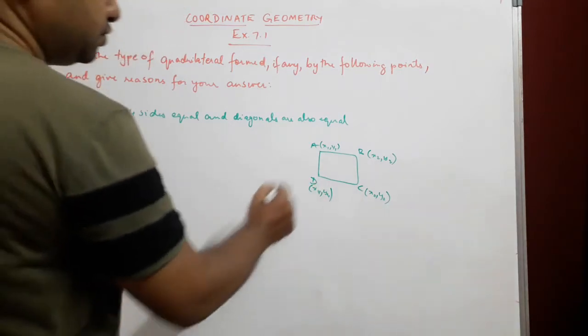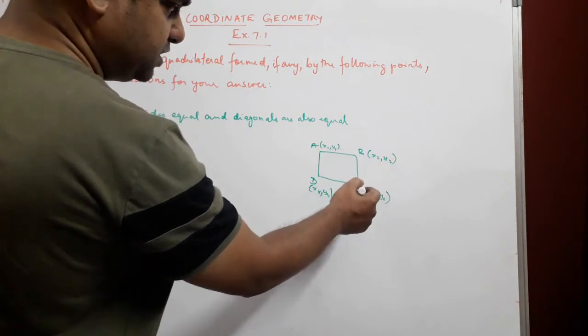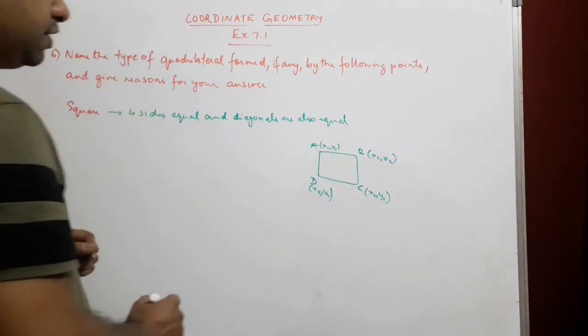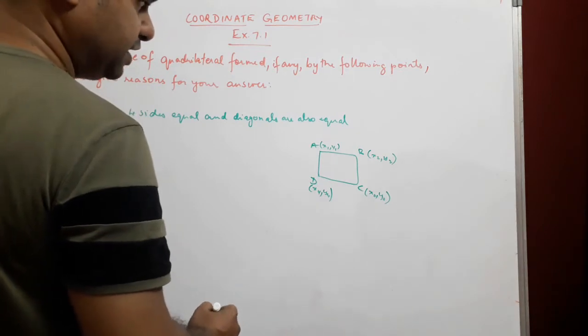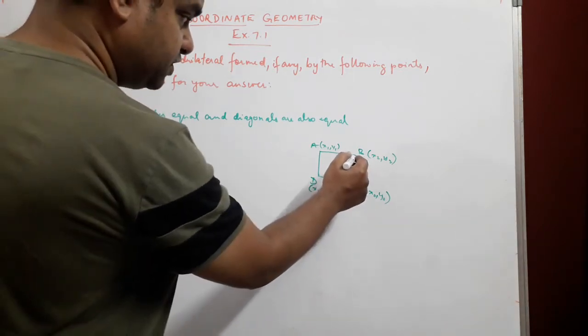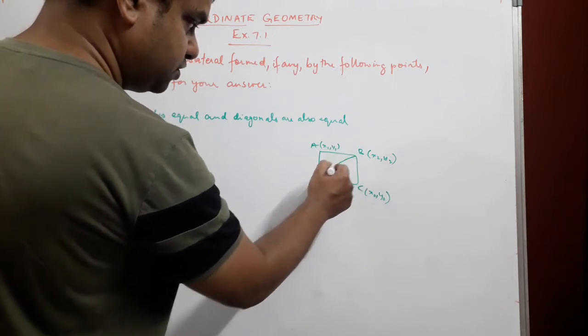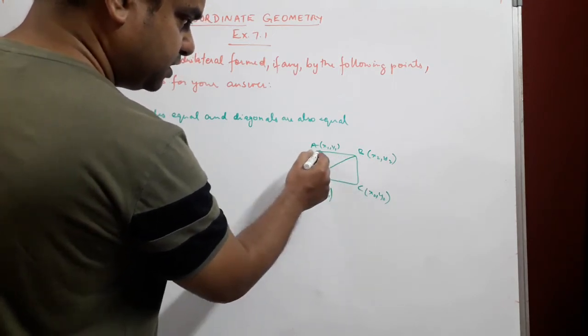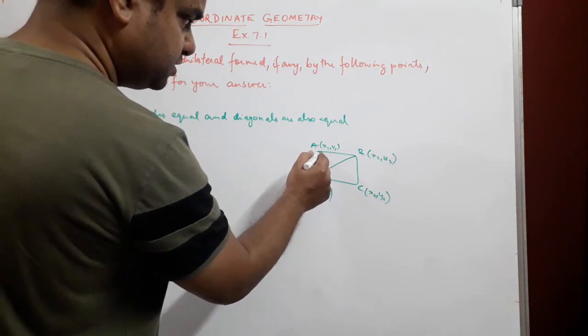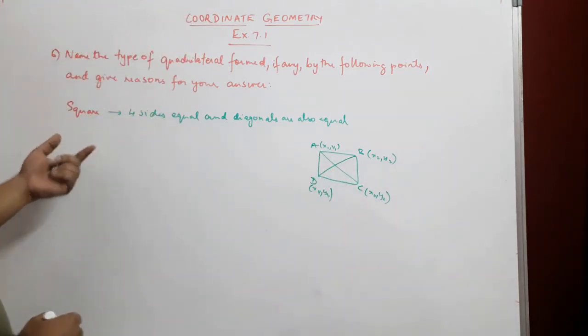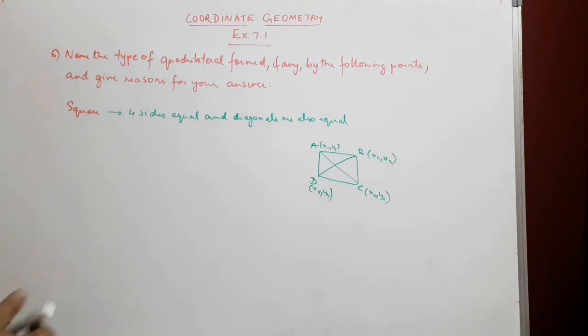We need to show this AB is equal to BC is equal to CD is equal to AD for a square. Not only that, we also need to show that their diagonals are equal. Which are the diagonals? The ones which connect the opposite vertices. So we need to show that BD is equal to AC. That is the criteria for a square.